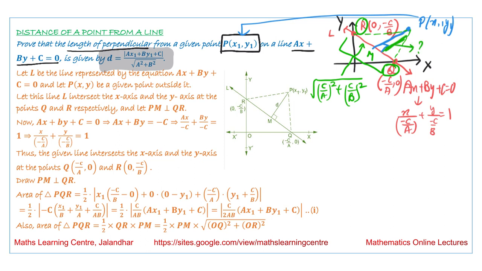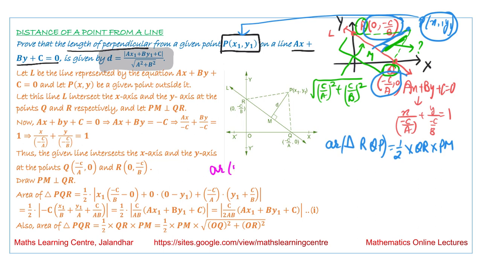So the area of the whole triangle RQP is equal to half, base is QR and the height is PM. This is the area of this triangle. Another way to calculate the area of this triangle is using the 3 coordinates of its endpoints. If we calculate the area using these 3 coordinates, we obtain the following formula.